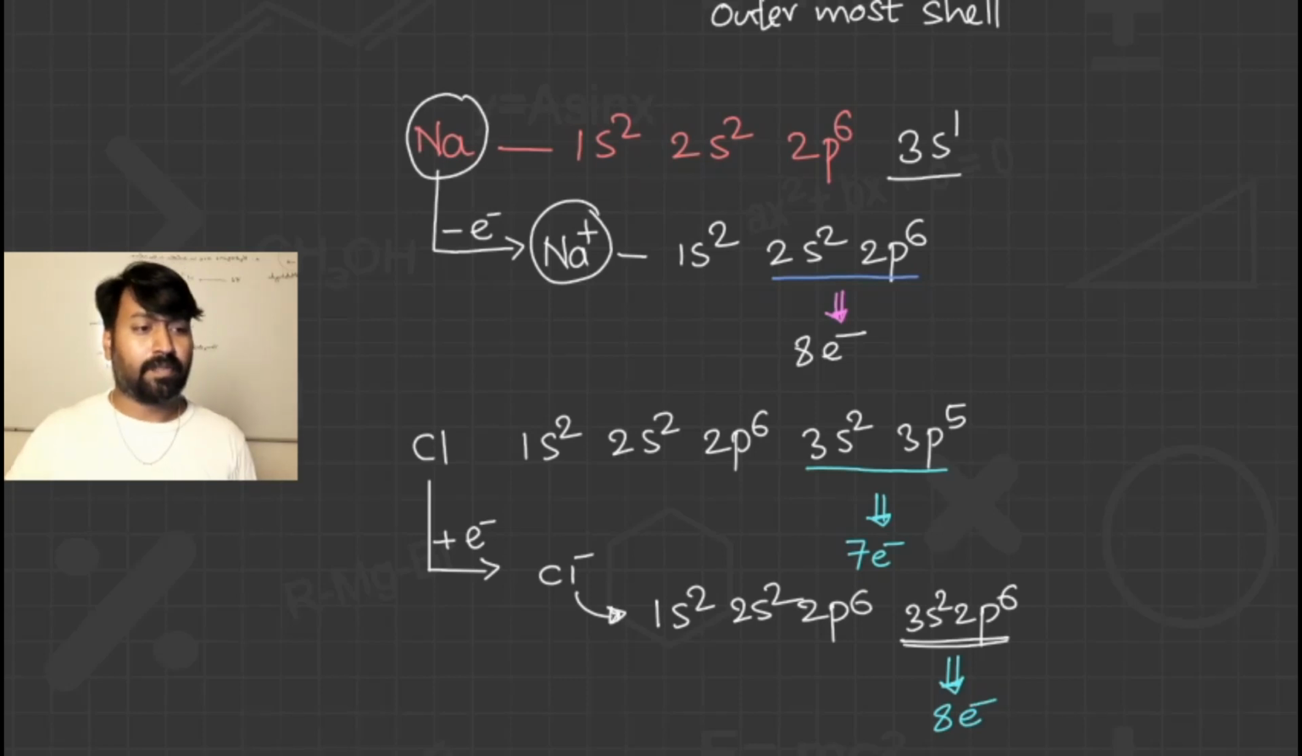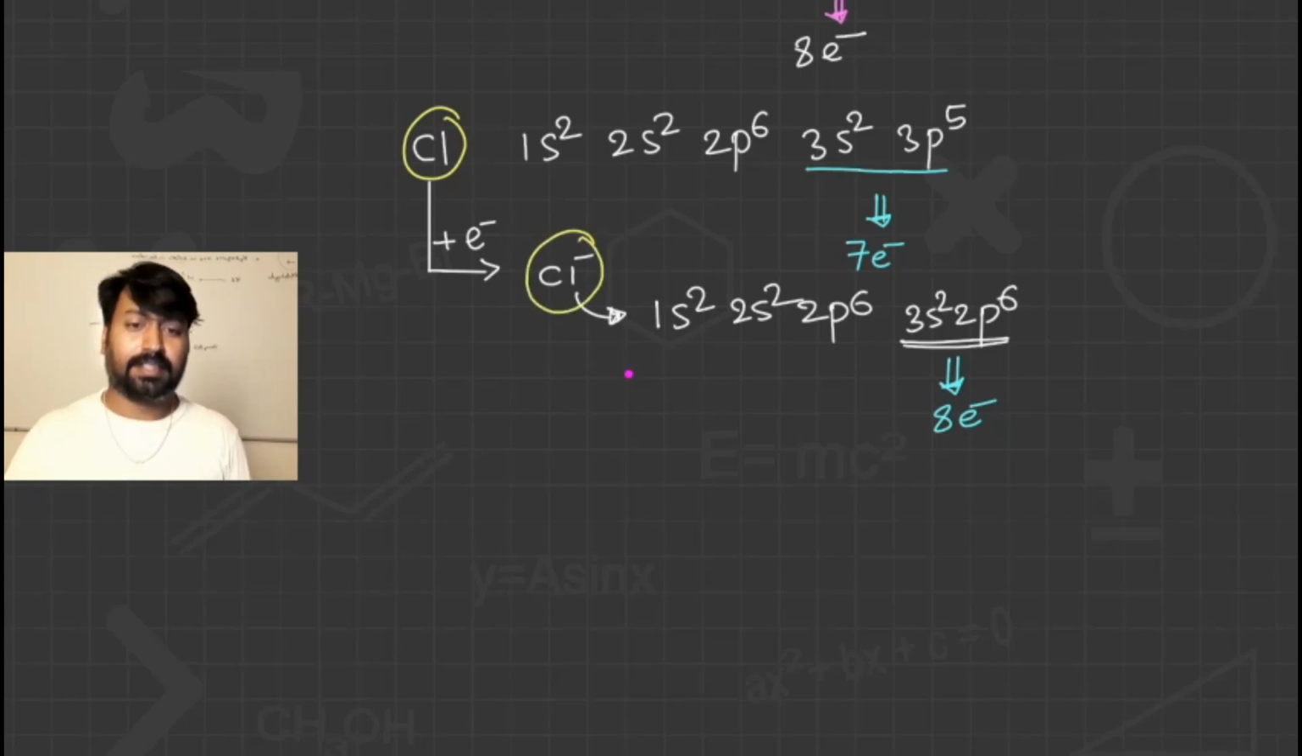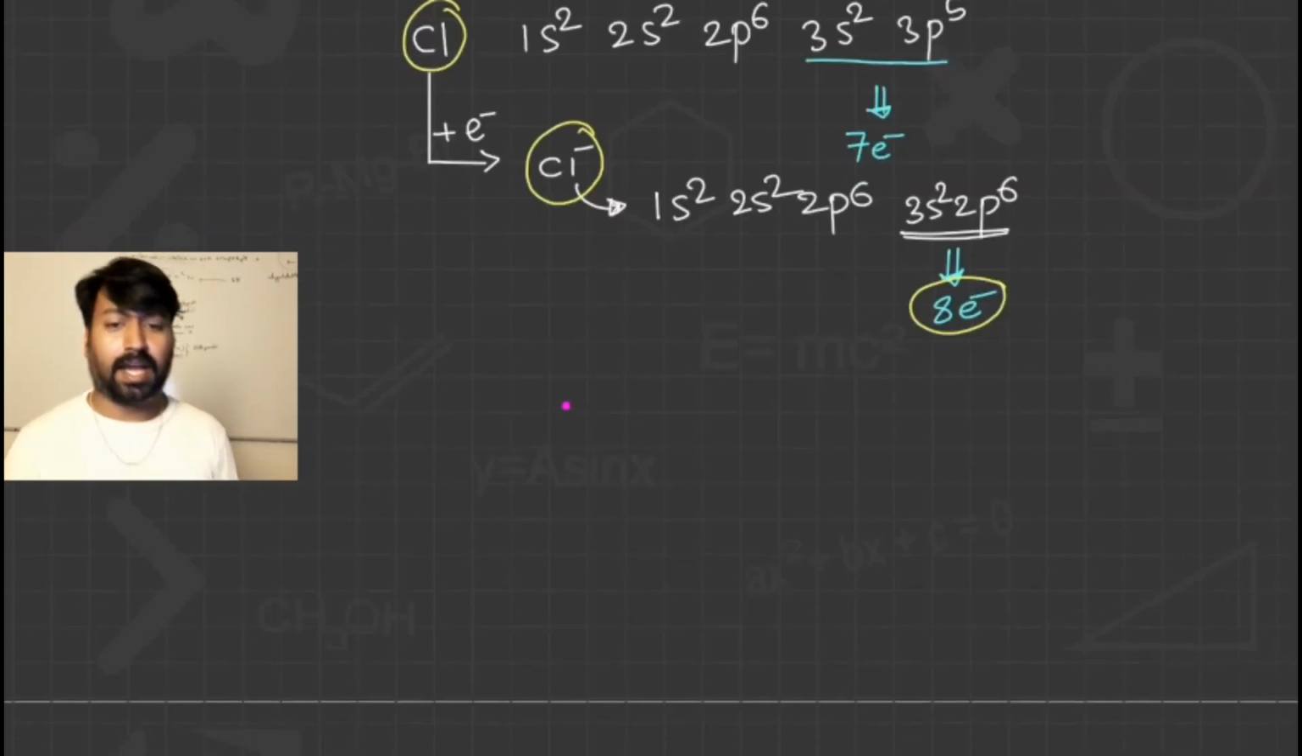And therefore if you ask me which one is most stable, Cl or Cl minus? The most stable is Cl minus, because in Cl minus the outermost shell contains 8 electrons. It means that any atom or ion has the capacity to undergo loss of electron or gain of electron in order to get 8 electrons in their outermost shell.